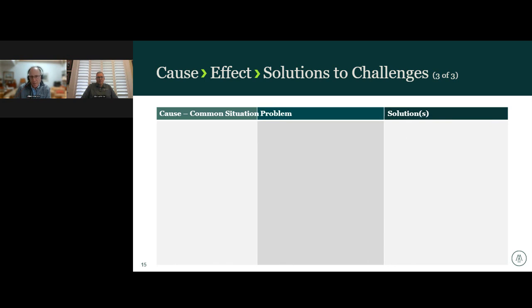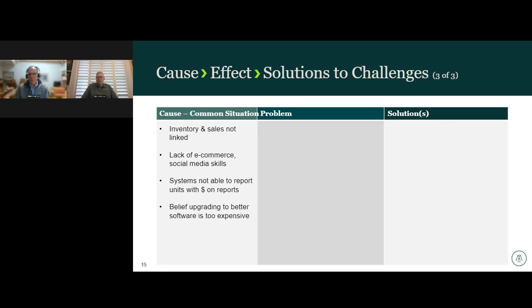And finally, last set of common causes that create other problems. Inventory and sales are not linked. You got a lack of e-commerce and social media skills. Systems are not able to report units with dollars on a report. And there's just sort of underlying belief that upgrading to a better software is just too expensive. So those things cause missed sales opportunities. They cause a lot of frustration with employees that are trying to help a customer fulfill an order. And then it just really reflects poorly in the company.